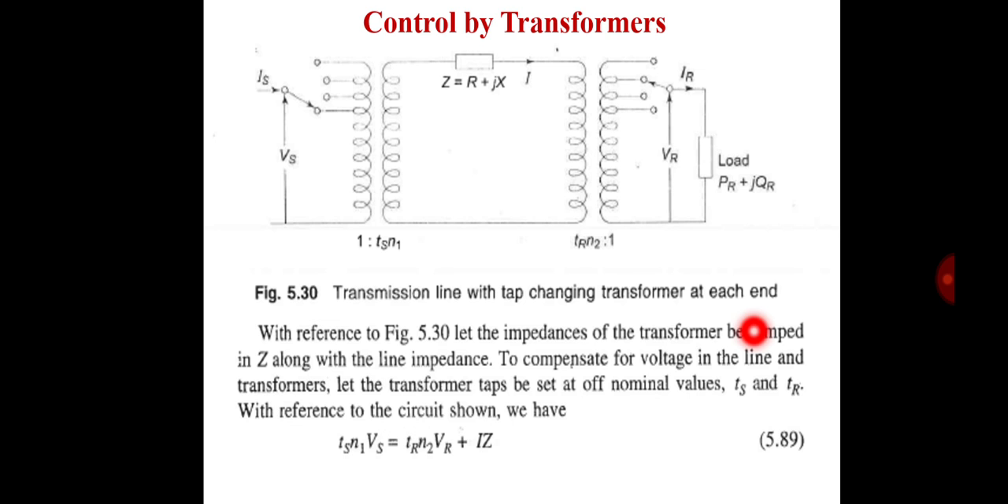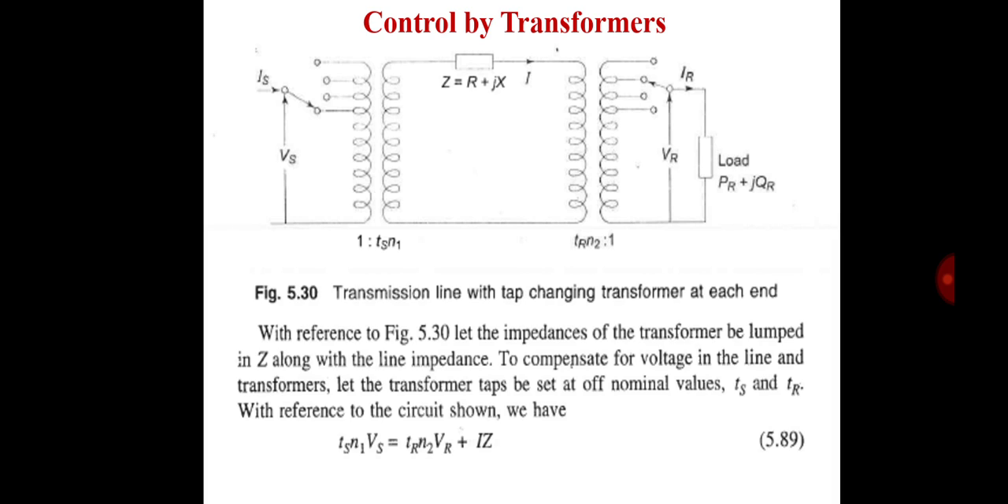So here is a transmission line with tap changing transformers. Here is the transformer at the sending end, and here is the receiving end, and the line has a parameter Z equal to R plus jX. At both the receiving end and the sending end, tap changing transformers are used, and the ratio is 1 : TS at one end and TR : 1 at the other.